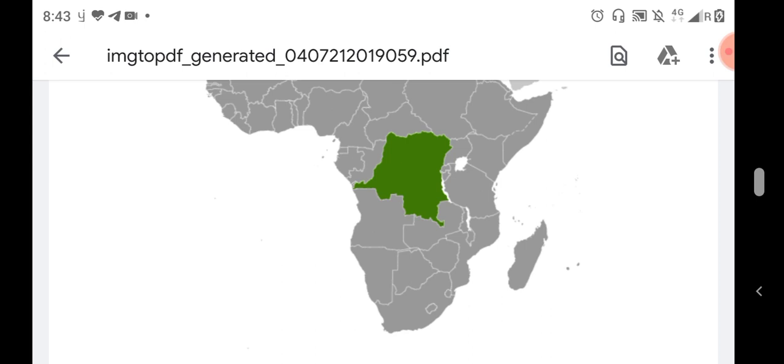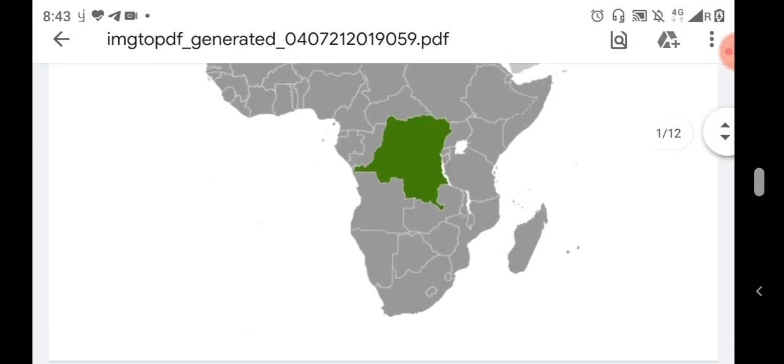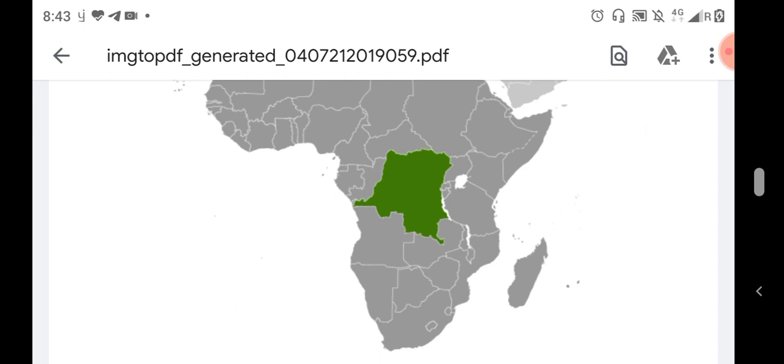So students, the equatorial region lies on both sides of the equator and has a hot and wet type of climate almost throughout the year. You can see the equatorial region in the map shown above. You can see this here also.